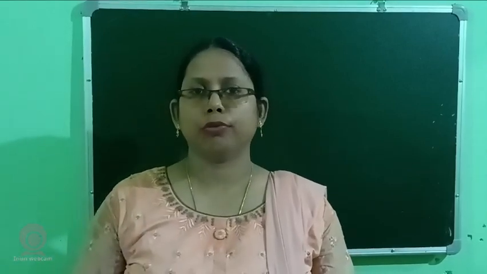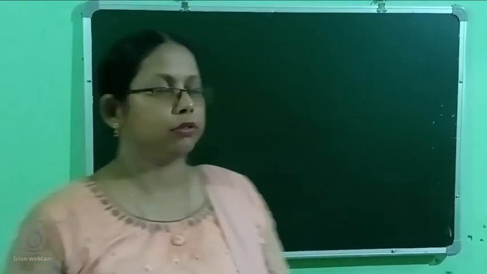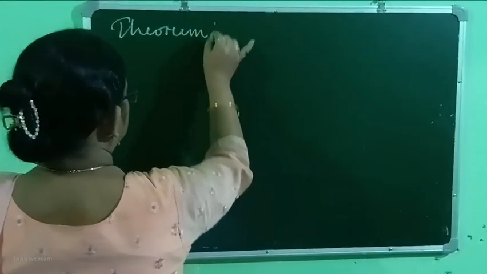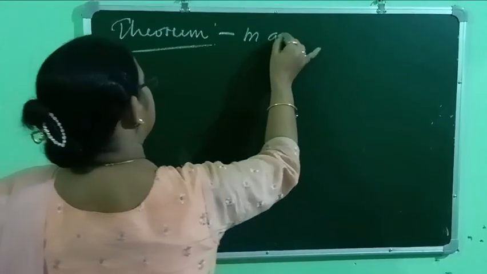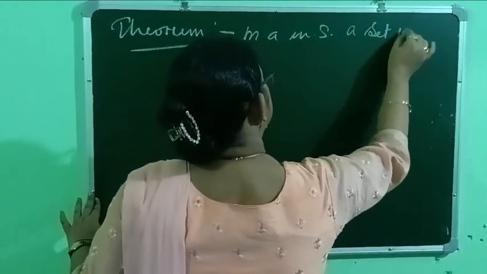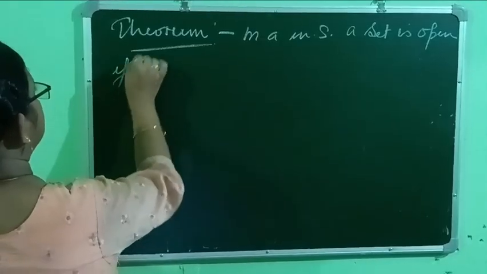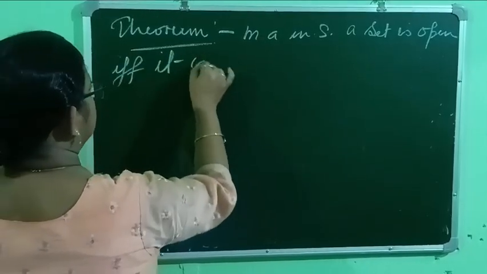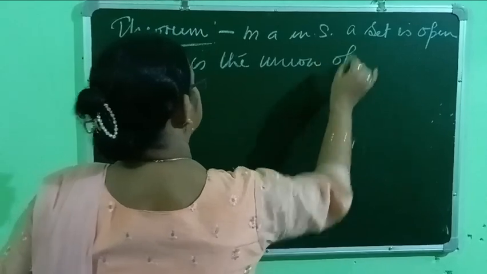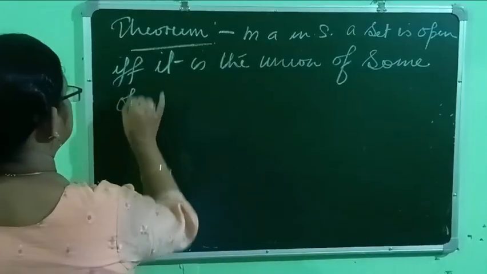In this lecture, we will continue our discussion on theorems on open sphere and open set. In a metric space, a set is open if and only if it is the union of some open sphere.